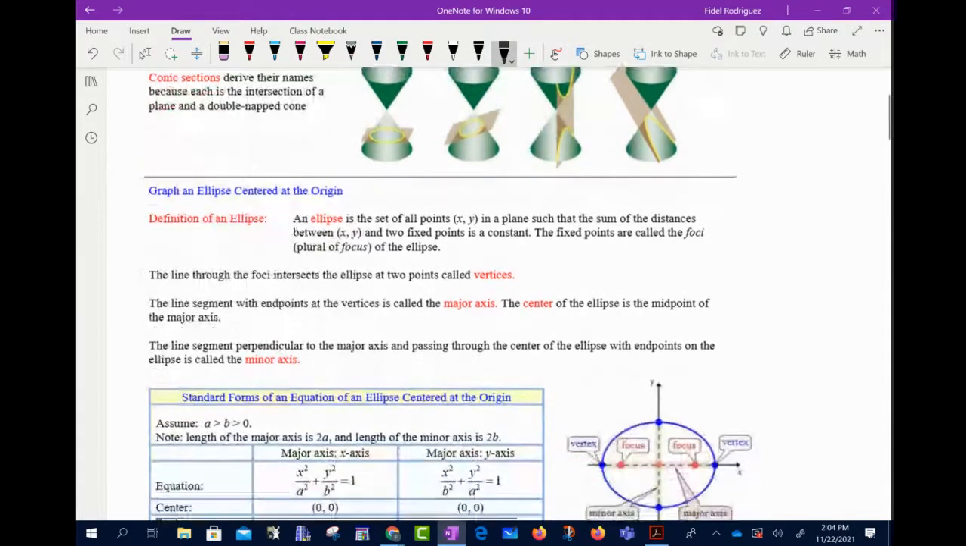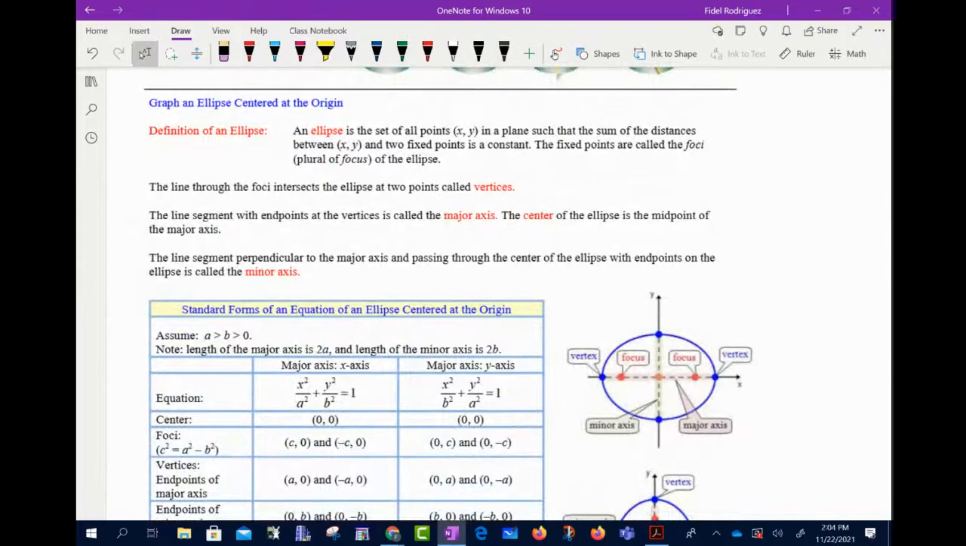Let's take a look here. The definition of an ellipse is the set of all points x and y in a plane such that the sum of the distances between that point and 2 fixed points is a constant. The fixed points are what we call the foci, which is the plural of focus, of the ellipse. The line through the foci that intersects the ellipse at 2 points gives the vertices. The line segment with endpoints at the vertices is the major axis, and the center of the ellipse is the midpoint of the major axis. A line segment perpendicular to the major axis, passing through the center of the ellipse with endpoints on the ellipse, is called the minor axis, okay?